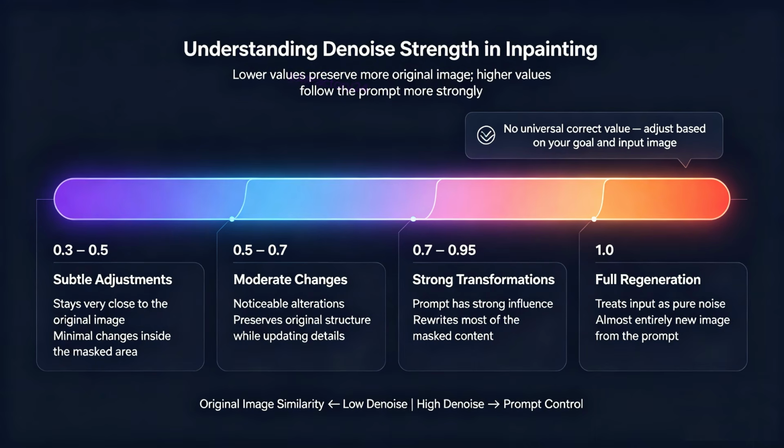0.45 to 0.6 is the best balance. It keeps composition while enhancing details, and is recommended. Greater than 0.7 is a strong rewrite, and the composition will noticeably change.